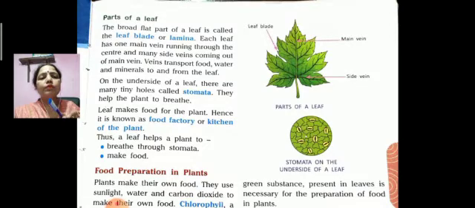The leaf makes food for the plant, hence it is known as the food factory or kitchen of the plant. So children, here you have to learn that the leaf makes food for the plant, hence it is known as the food factory or kitchen of the plant. Thus a leaf helps a plant to breathe through stomata and make food.